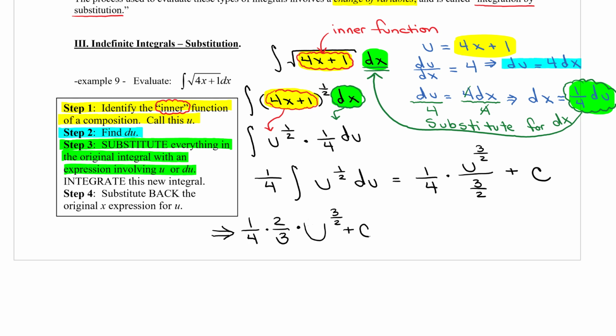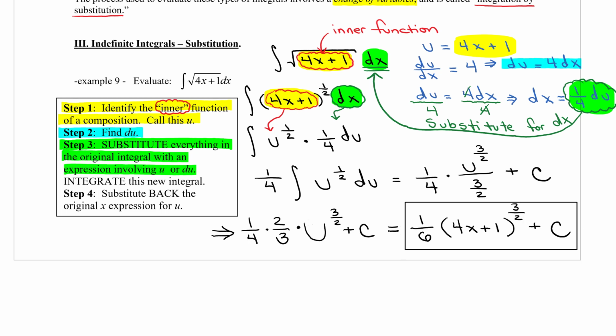So let's simplify this a little bit more. I think I can simplify the 1/4 times the 2/3 here. So that's going to simplify to 1/6. And then that's going to be times, I'm going to replace the u with 4x plus 1 in parentheses, all raised to the 3/2 power, and then plus c out to the side, and we're going to box that in. And that would have been our step 4, which was substitute back the original x expression for u.